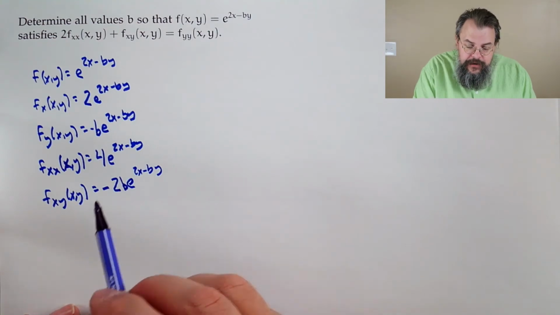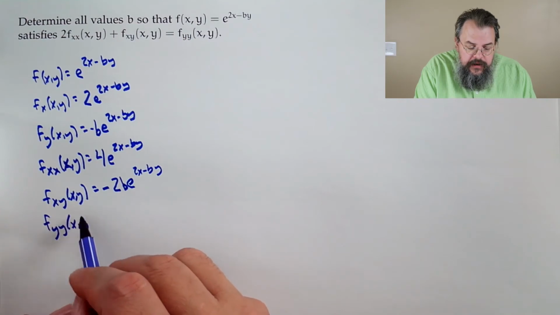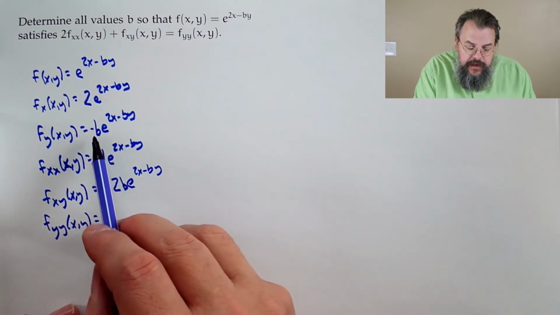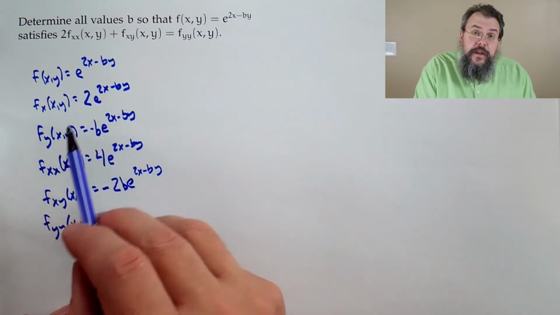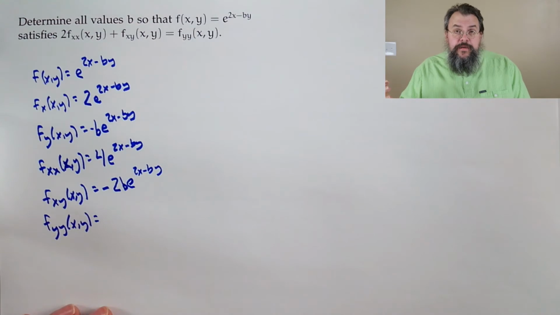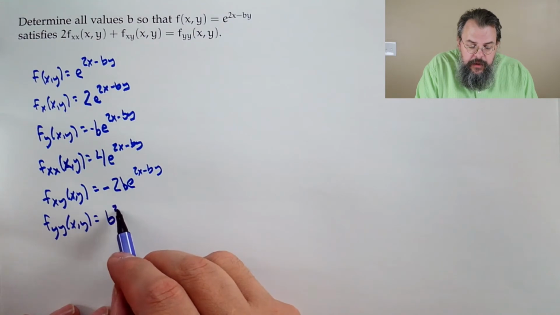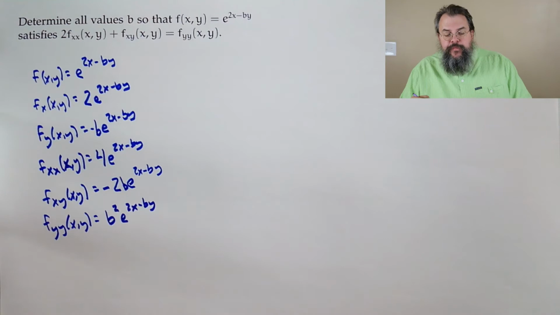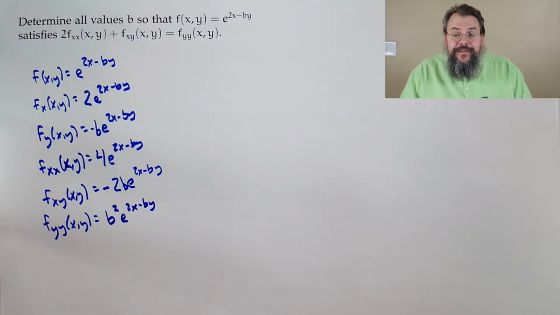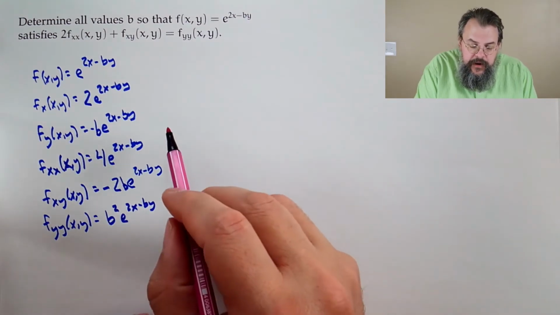And anything else? Oh yeah, we need f y y. F y y of x y. Well, there's a minus b already. When you take the derivative here, e to the 2x minus by, you'll bring down another minus b because you have to multiply by the derivative of that inside with respect to y, which will leave us with a b squared e to the 2x minus by. All right, so those are all of our second derivatives that we need to figure out. Okay, so put it all together, and we have the following.